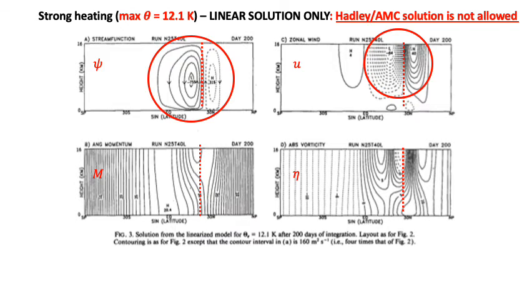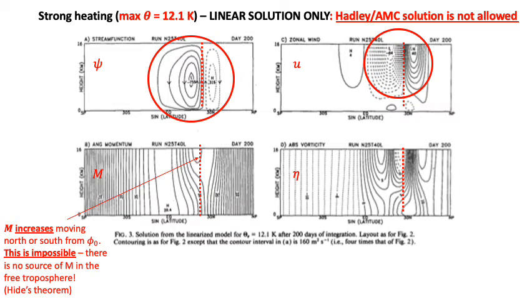So the key thing is there's really two ways to understand this, and they're really the same thing. First, if you look in the bottom left, the angular momentum distribution, you notice there's this little circle sticking out in the vicinity of 25 degrees north. And that's actually a local minimum in absolute angular momentum, which means absolute angular momentum is increasing moving north or south from phi naught. And that is a problem.